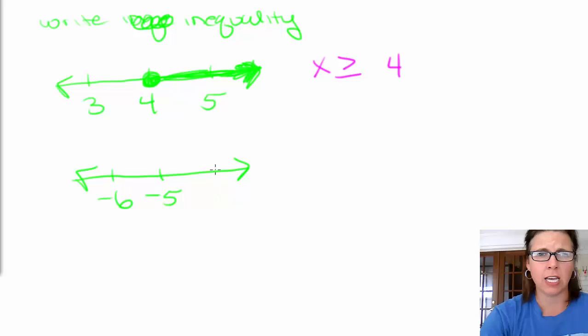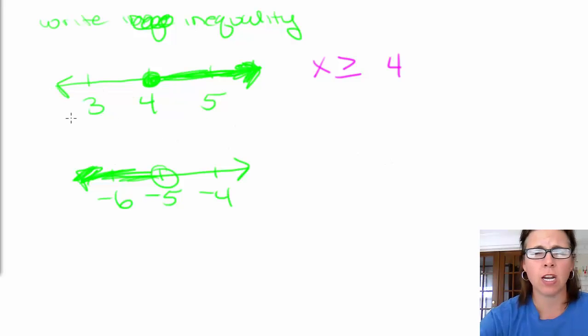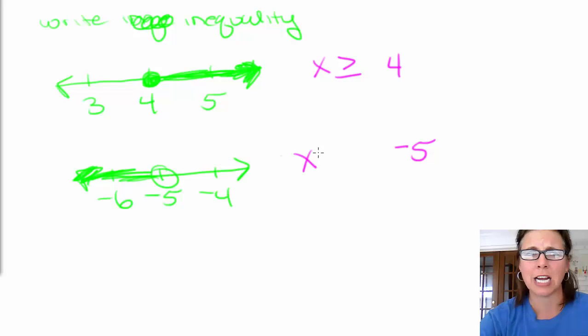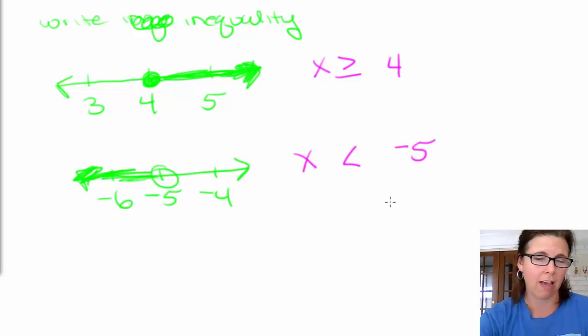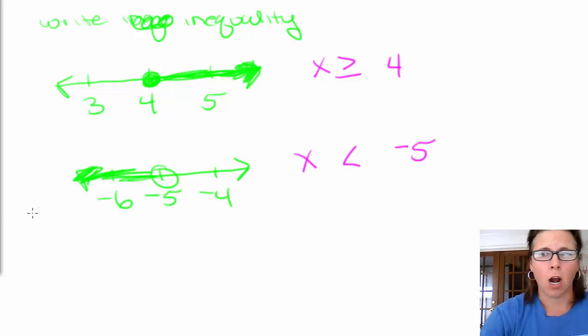-5, -6, -4, this way, okay, so we know it's going to be an x or whatever and a -5. And we know it's just going to be less than or greater than because it's not shaded in. And since -6 is less than -5, we know it's going to be x is less than -5. Okay? All right, few more. Let me see if I can squeeze it down here. You need to still write an inequality, okay?